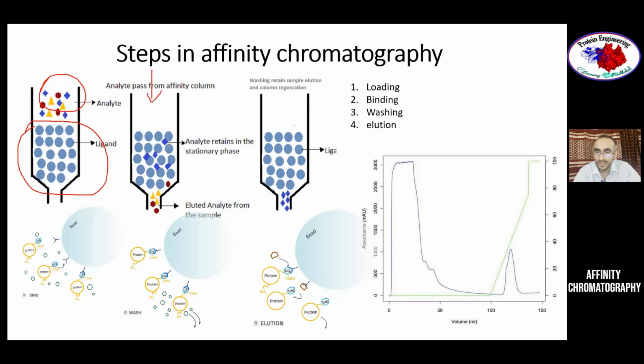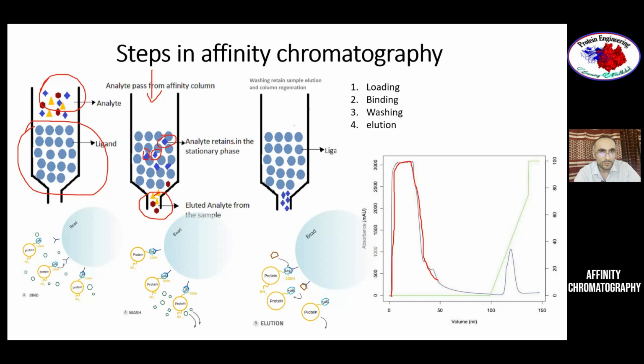When you push the mixture of analytes through with the help of a mobile phase, most of the analytes which do not interact flow through the column. They pass through, and you can detect them in the chromatogram. You see a very big peak initially that represents the unbound fraction, the analytes which do not interact with the stationary phase. Then the binding occurs between the specific analyte and the ligand immobilized in the stationary phase.